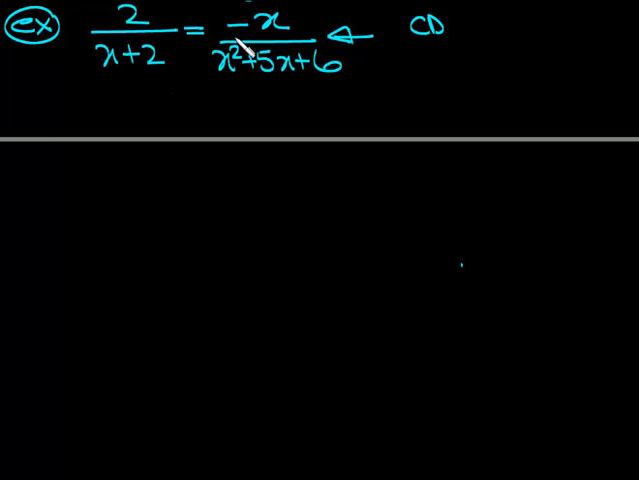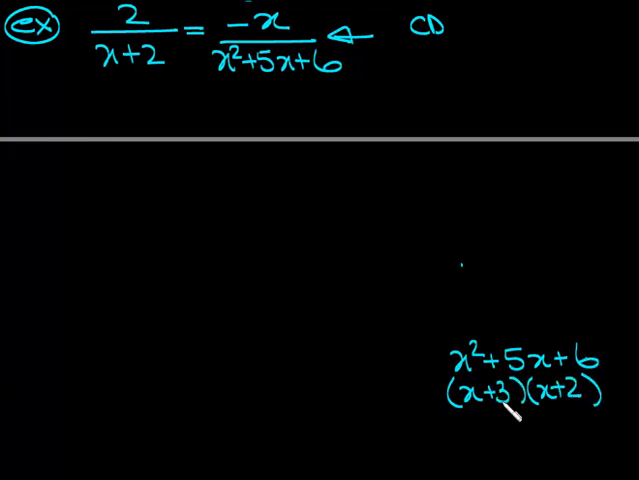So let's do that. The first thing I have to do is factor this. To find the common denominator, we always have to factor the denominators. I want two numbers. When I multiply, I get 6, and when I add, I get 5. The two numbers are 3 and 2, because 3 times 2 is 6 and 3 plus 2 is 5. So this denominator is actually x plus 3 and x plus 2. So let's do it that way.